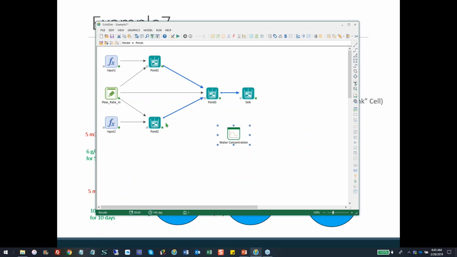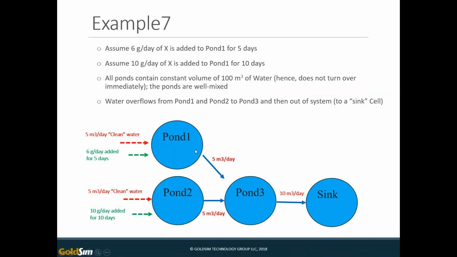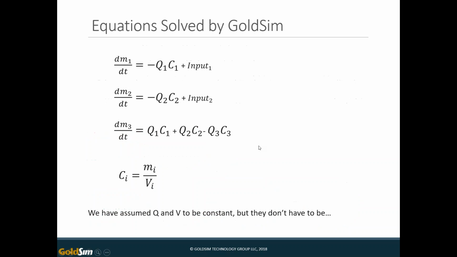I'm not doing any calculations at all. GoldSim's doing the calculations. I'm not doing any of the mixing calculations. GoldSim's doing the mixing calculations. It's calculating the concentration. How is it doing it? Here's how it does it. When I built that system, these are the equations that GoldSim formulated.